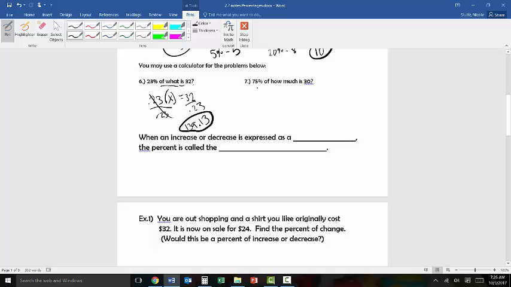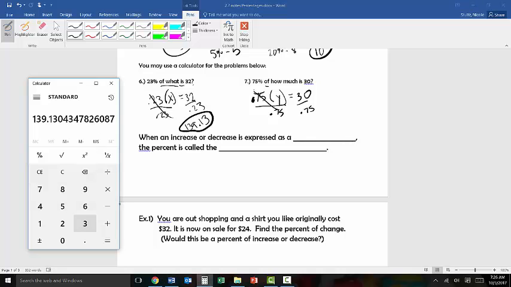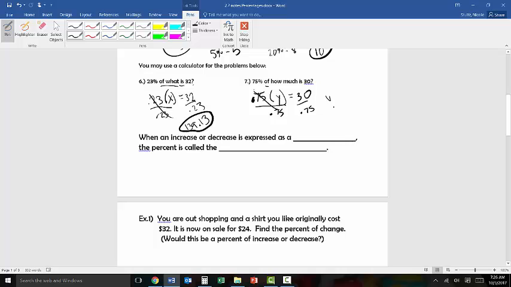Alright, let's try again. So 75% is 0.75 of is times how much? So let's use y is 30. So it's going to be the same process as before. So you get 40. So 75% of 40 is 30.